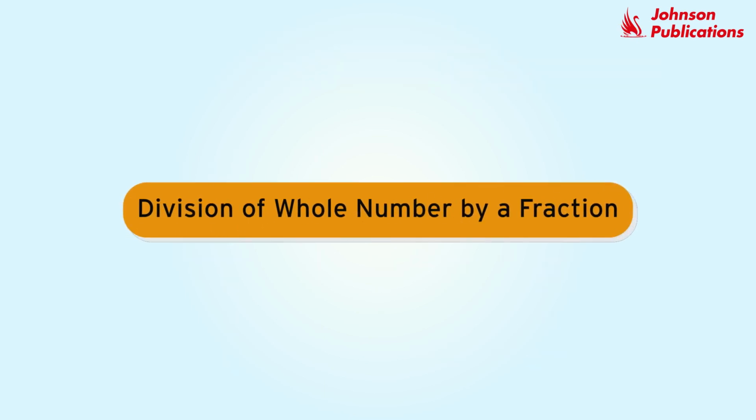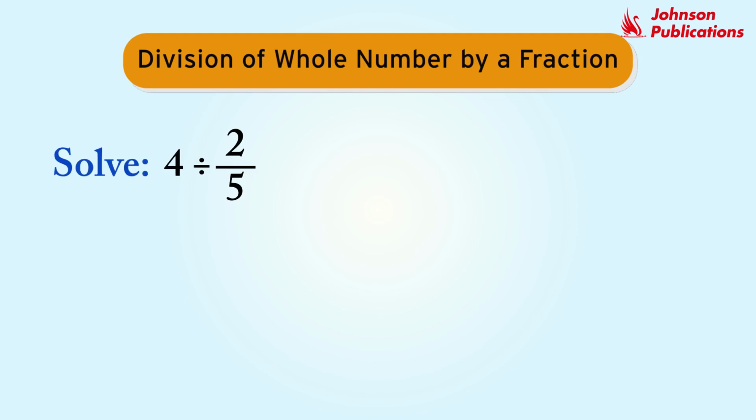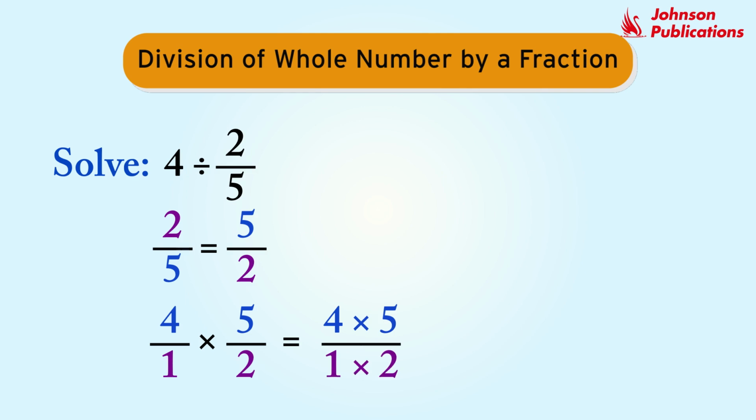Division of a whole number by a fraction. Let us solve this problem. Step 1. Find the reciprocal of the divisor. Reciprocal of 2 by 5 becomes 5 by 2. Step 2. Multiply and reduce the fraction to its lowest term. Thus the answer is 10.